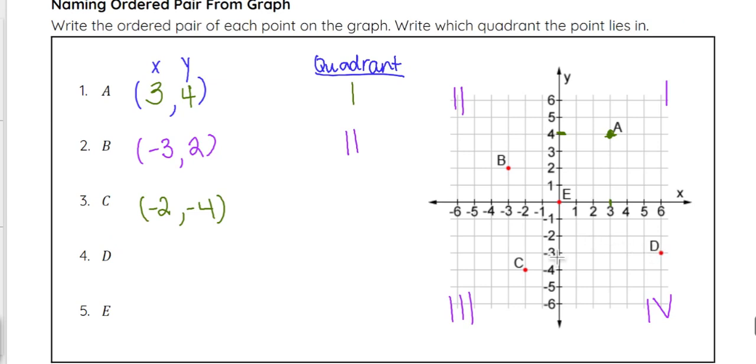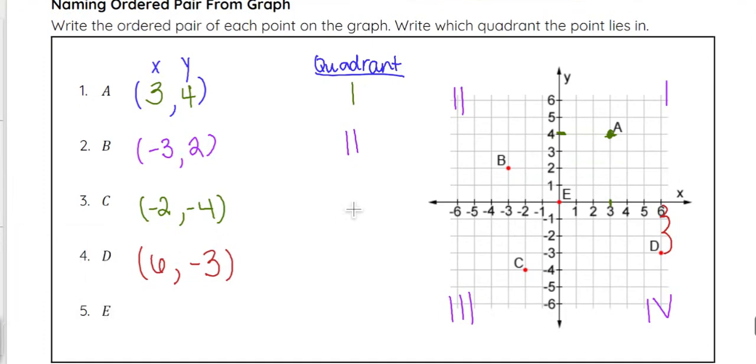Then we have point D. So point D is going to be from the origin going to the right 6, and then we would go down 1, 2, 3. So that's going to be 6 to the right, which is positive, but then we go down 3, and down is always negative, so that is negative 3. So 6, negative 3 is that ordered pair.